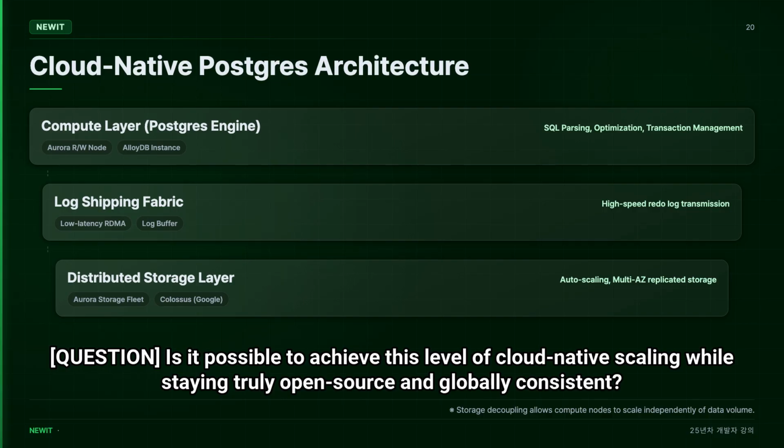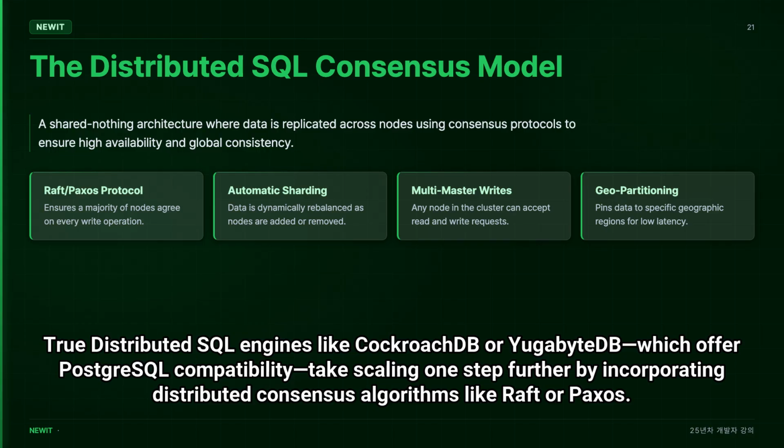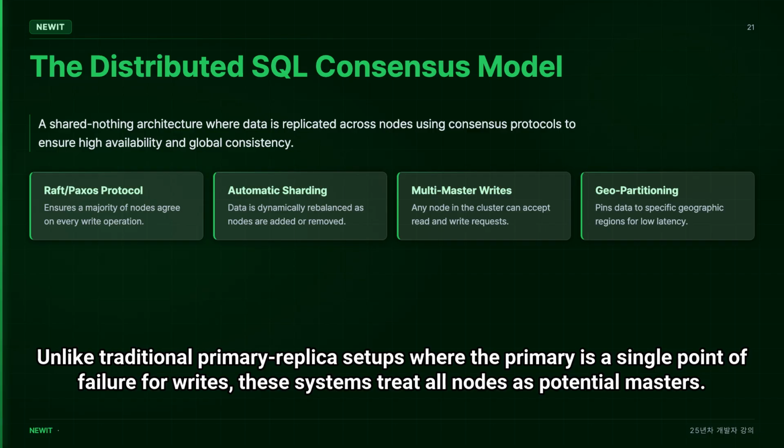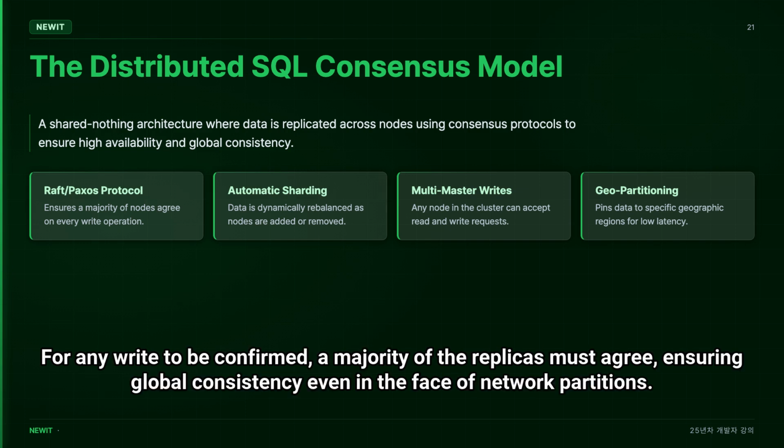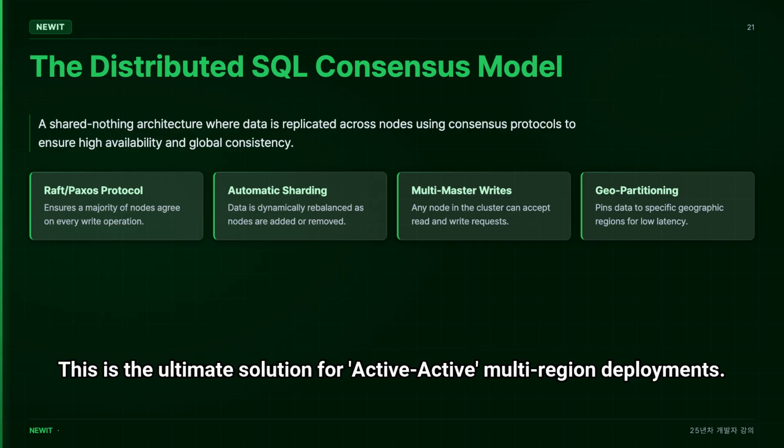Question: is it possible to achieve this level of cloud-native scaling while staying truly open source and globally consistent? True distributed SQL engines like CockroachDB or YugabyteDB, which offer PostgreSQL compatibility, take scaling one step further by incorporating distributed consensus algorithms like Raft or Paxos. Unlike traditional primary-replica setups where the primary is a single point of failure for writes, these systems treat all nodes as potential masters. Data is split into small units called ranges or tablets, which are replicated across the cluster. For any write to be confirmed, a majority of the replicas must agree, ensuring global consistency even in the face of network partitions. This is the ultimate solution for active-active multi-region deployments.